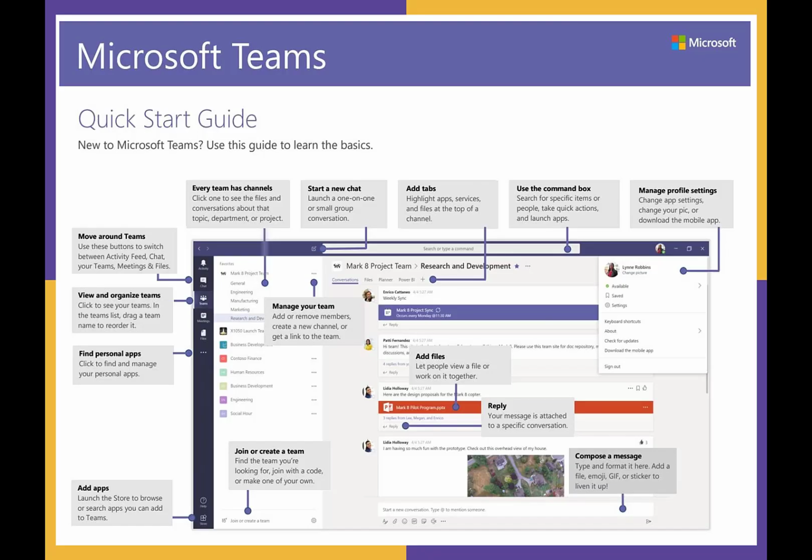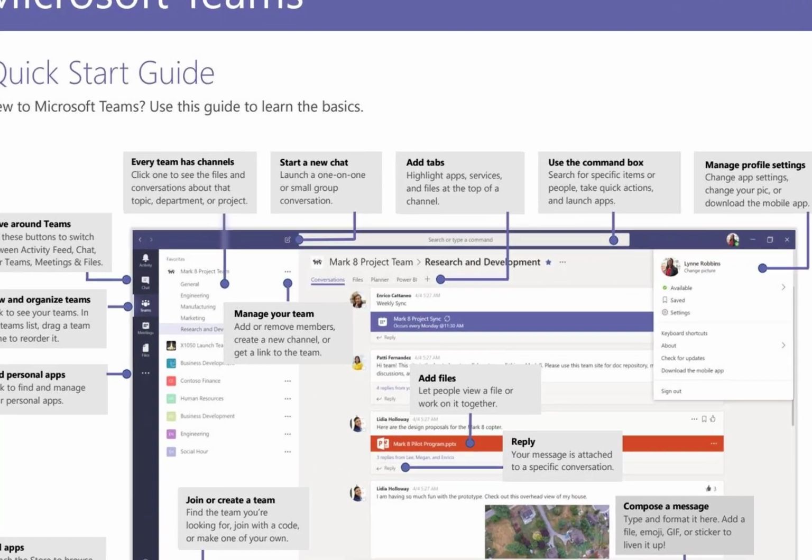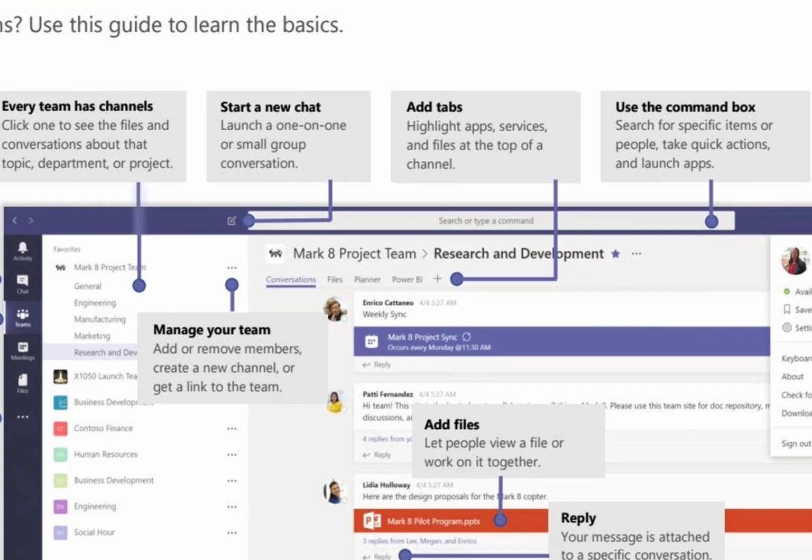Microsoft have produced a quick start guide, and there are a few things that we'll point out here. You have the apps bar, which allows you to switch between your Teams and your chat and your activities. Every team will have channels, which organizes your communications by topics or by projects.